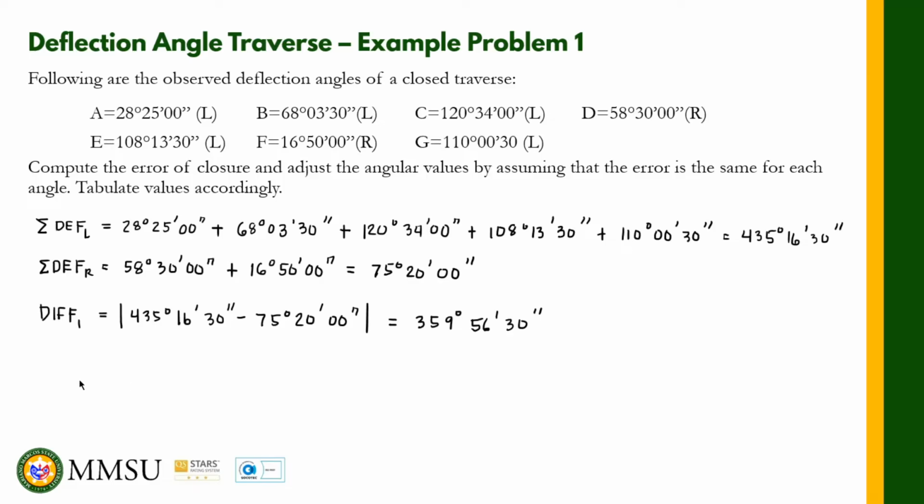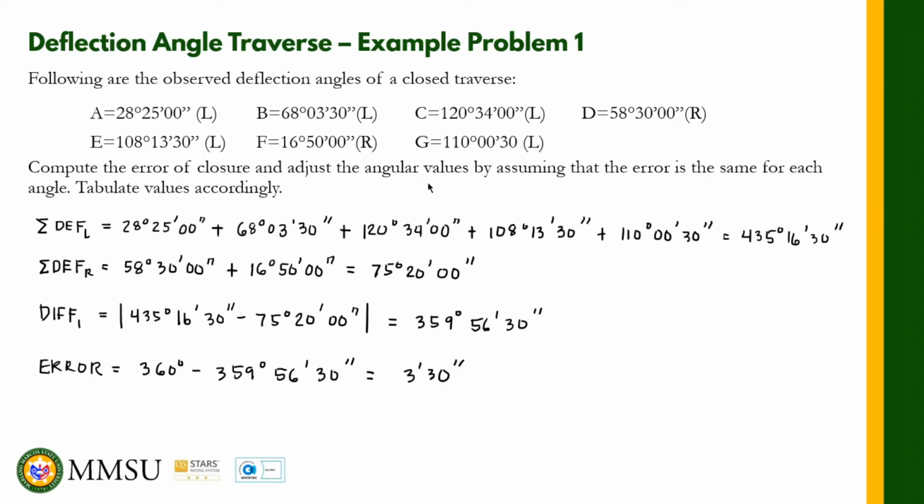The error of closure now, the error is equal to 360 degrees minus this computed difference. That's 359 degrees, 56 minutes, 30 seconds. And if you subtract that one, the answer should be 3 minutes. Okay, 0 degrees, 3 minutes, 30 seconds. So that is our error of closure.